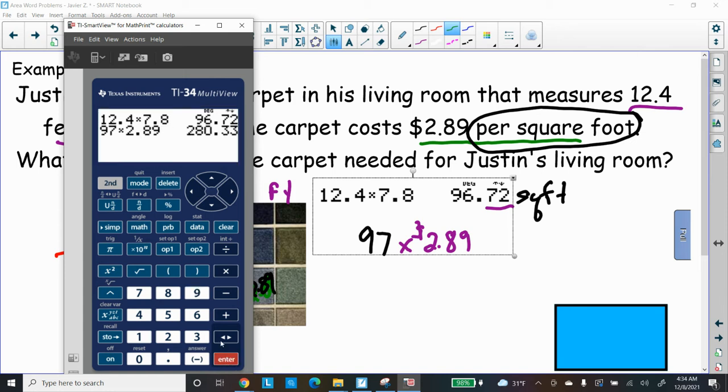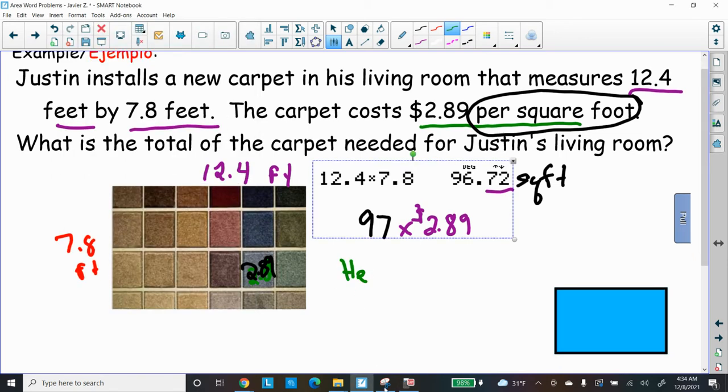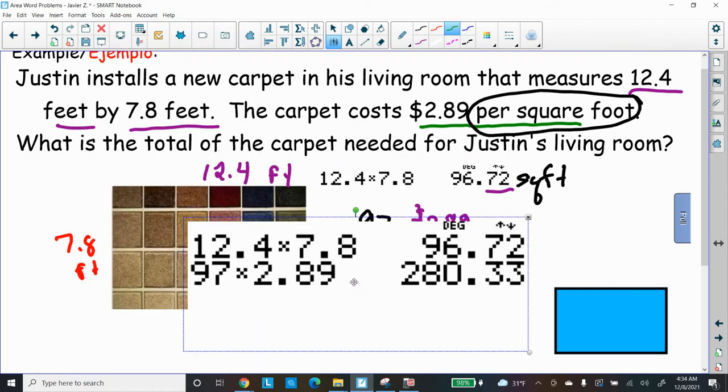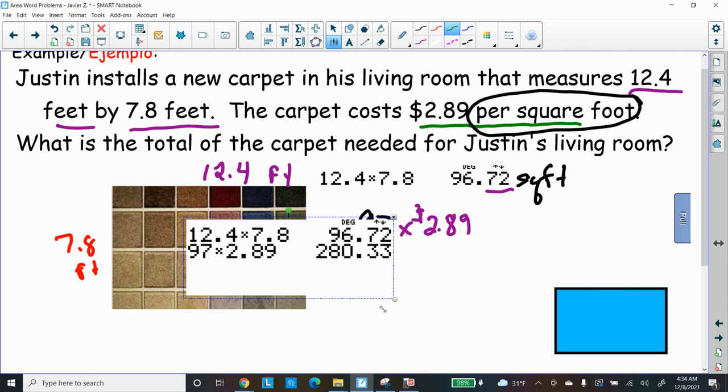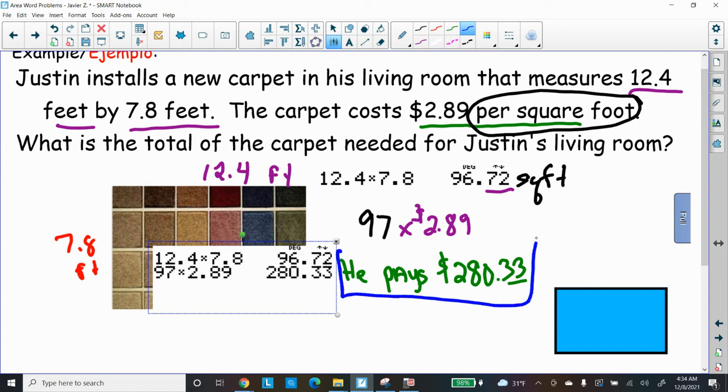So how much is he going to pay in total? He's going to pay $280.33. That's a lot of money for that carpeting in his living room, Justin. So I hope you enjoy your carpet and pick a good color. So that's how much he pays.